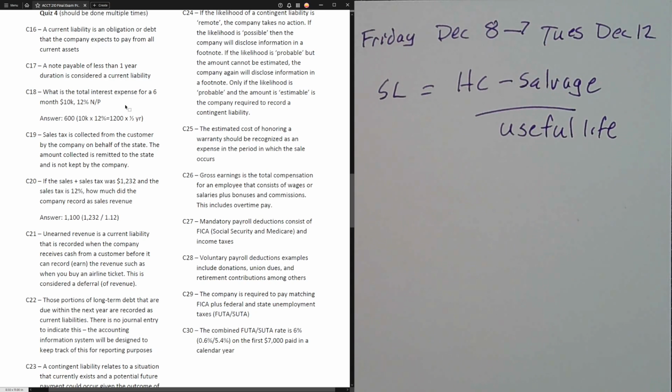Now in chapter 11, we went over where we said, well, what if some of that interest expense was in one year versus another? And that will actually be part of the B and the A level questions.